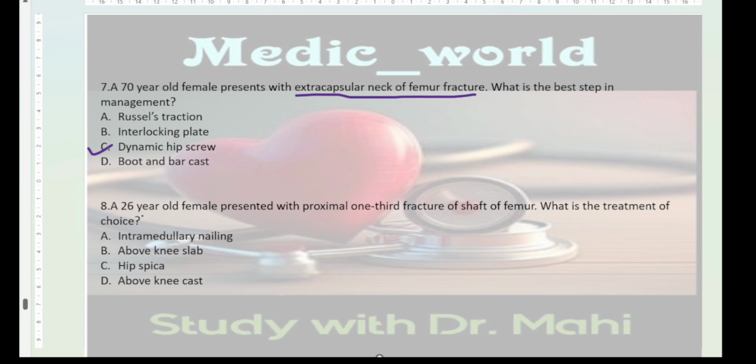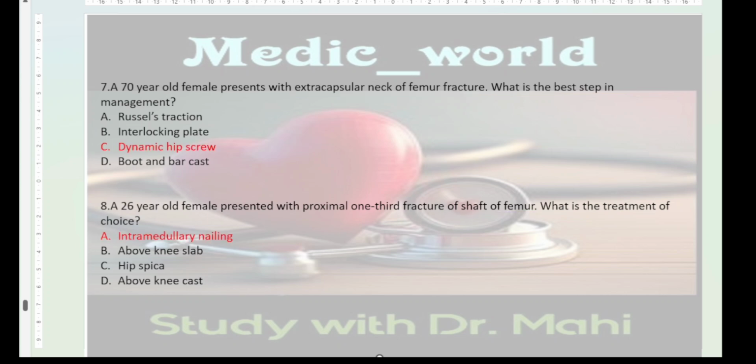Now, the next question is a 26-year-old female presented with proximal one-third fracture of shaft of femur. What is the treatment of choice? Closed intramedullary nail with interlocking screws is the preferred treatment of most femoral shaft fractures. So, the answer to this question is option A, that is intramedullary nailing.